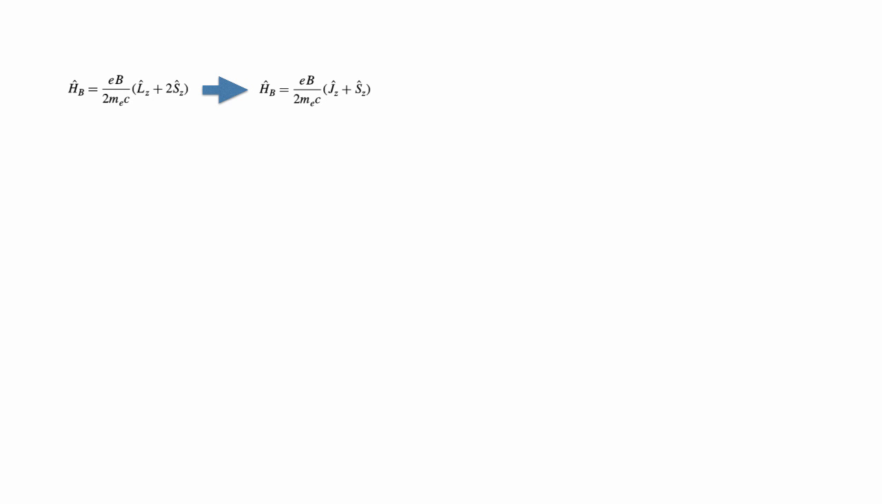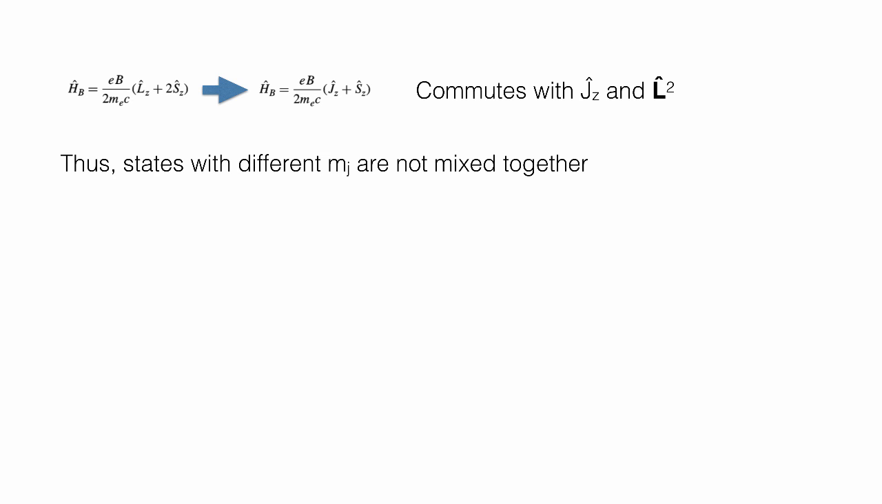And this is something we can do by rewriting the Hamiltonian using Jz plus Sz. Same difference. Remember, Jz is Lz plus Sz. And this Hamiltonian commutes with both Jz and L square, as we have already established. So that means that states that have different mj cannot be mixed together.